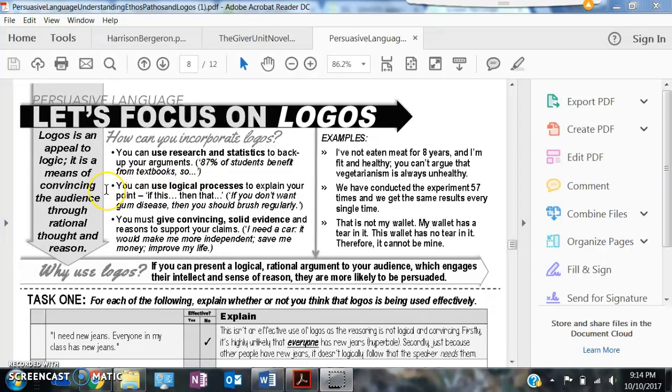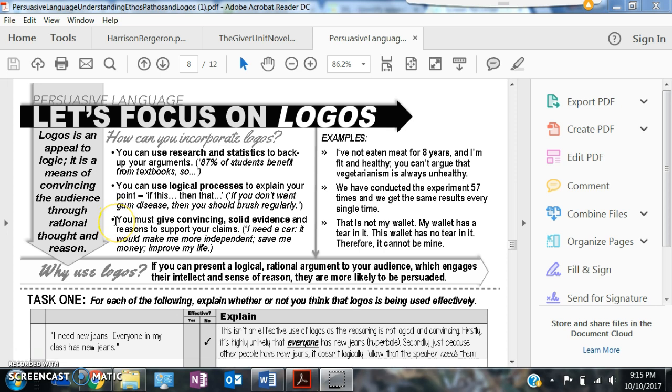Okay, second bullet point. You can use a logical process to explain your point. If this happens, then that'll happen. So if you don't want gum disease, then you should brush your teeth regularly. If, as a teacher, I'm trying to get you to realize that doing your homework is important, I might say, if you don't do your homework, then you won't learn as much, and then you won't possibly pass the class as well. If this happens, then this happens. Okay?